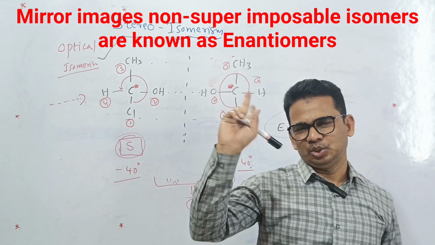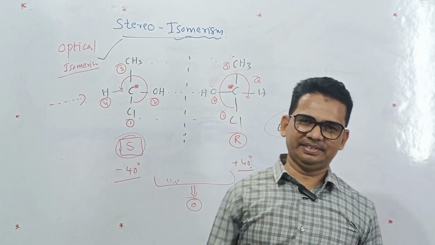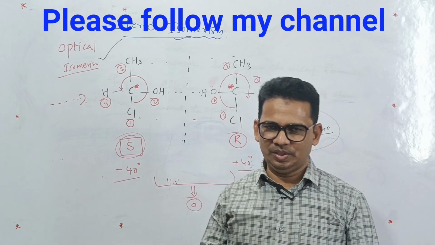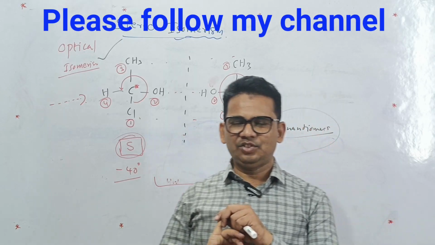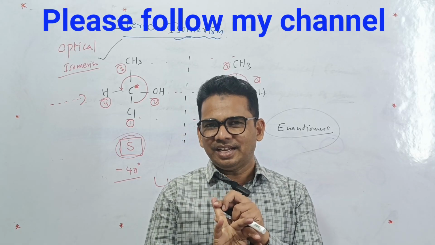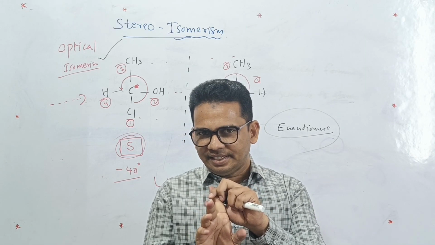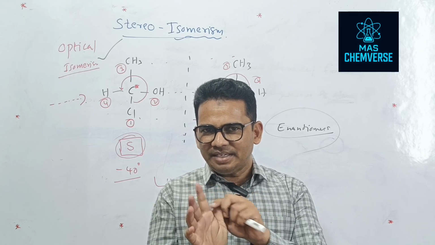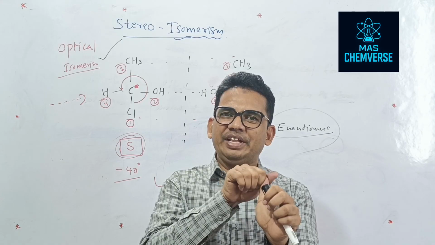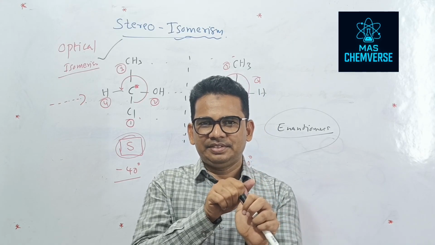This is about isomerism. Isomerism is basically of two types. One is structural isomerism, another is stereoisomerism. Structural isomerism has 6 types, as I already told: chain isomerism, then positional isomerism, functional isomerism, then ring-chain isomerism, metamerism, then tautomerism. That is the keto-enol tautomerism. That is structural isomerism.